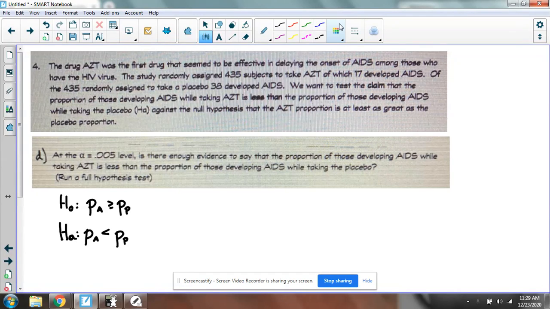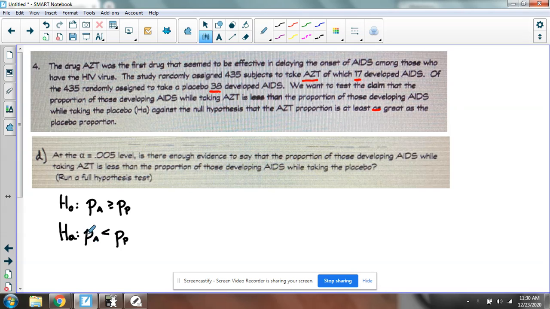All right. They give 435 people this AZT drug. Of the 435, 17 develop AIDS. And then they give 435 people a placebo, and 38 develop AIDS. So we want to test the claim that the proportion of those developing AIDS while taking AZT is less than the proportion taking the placebo.